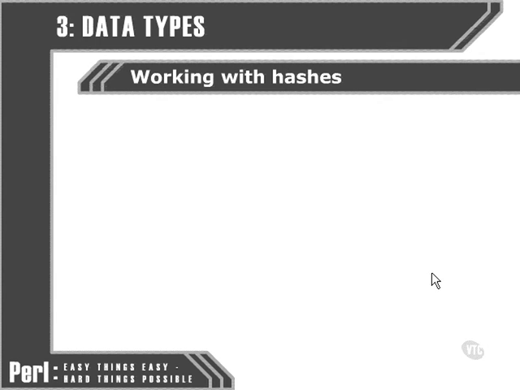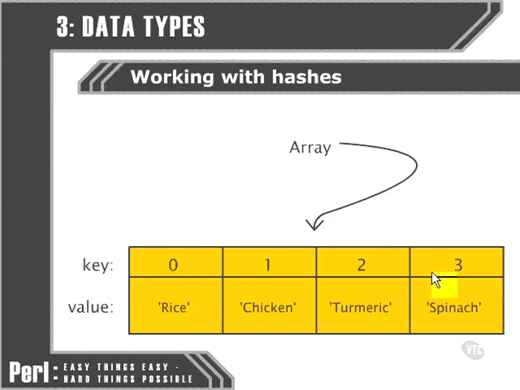Now we've looked at arrays in a bit of detail, let's take a look at another useful data type, the hash. Whereas with an array, each of the elements is divided by using a numeric key, that is 0, 1, 2, 3, 4, and so on. With a hash, it's quite different.